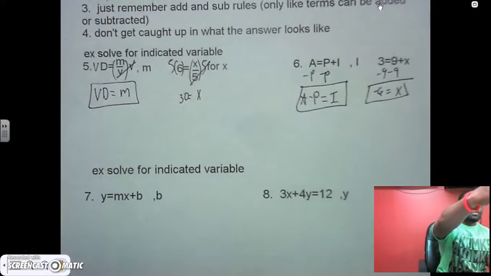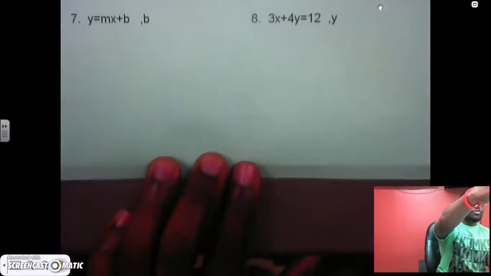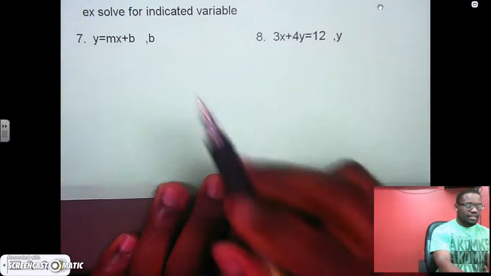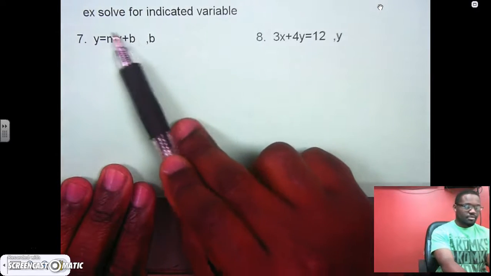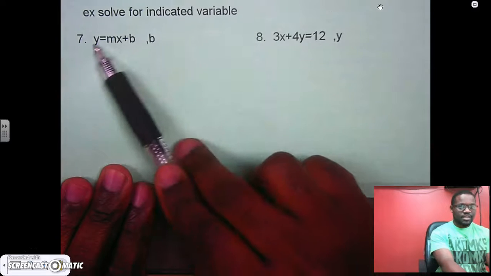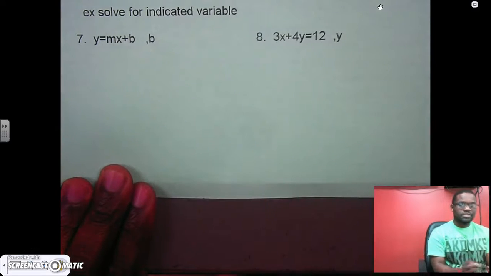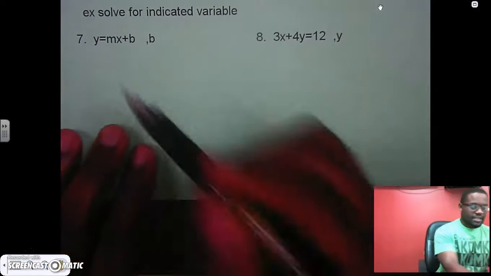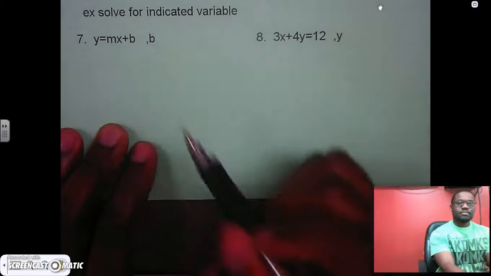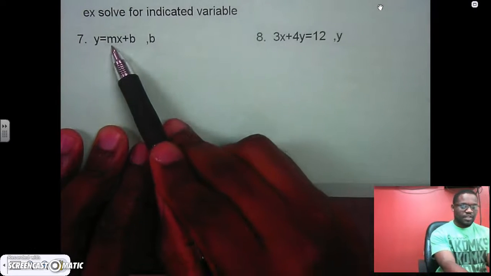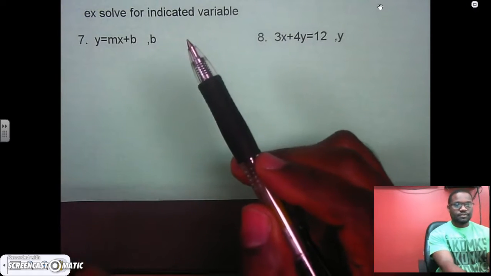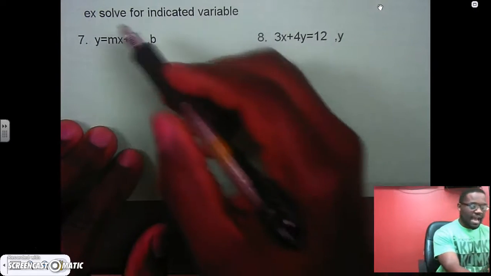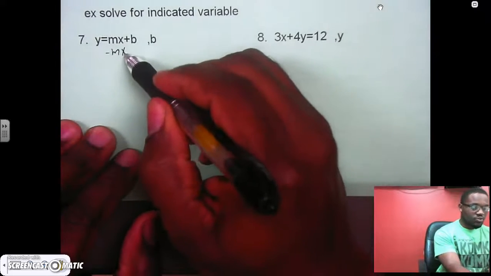Let's look at number 7 and number 8. Solve for the indicated variable, and the indicated variable is b. That means I want to get this b by itself. Now, if you remember anything from Algebra 1, that's the main equation from Algebra 1, but we're not worried about that. We're just trying to solve it for b. So I need to get rid of this mx right here. Since they're being multiplied, I can't subtract away the m or just the x only. I have to take them both together. And since I need to move both of them, how about I subtract the whole thing?